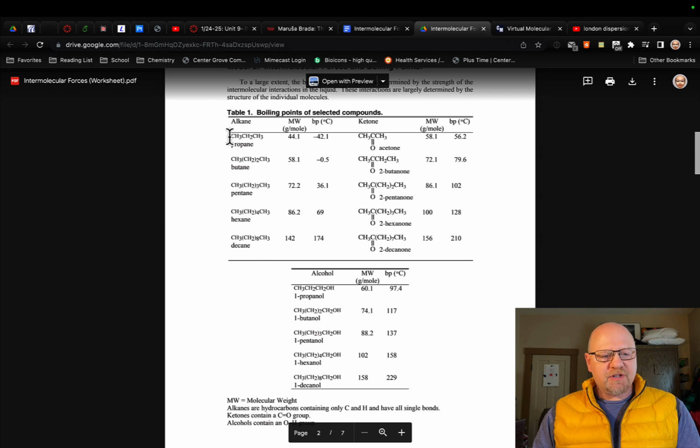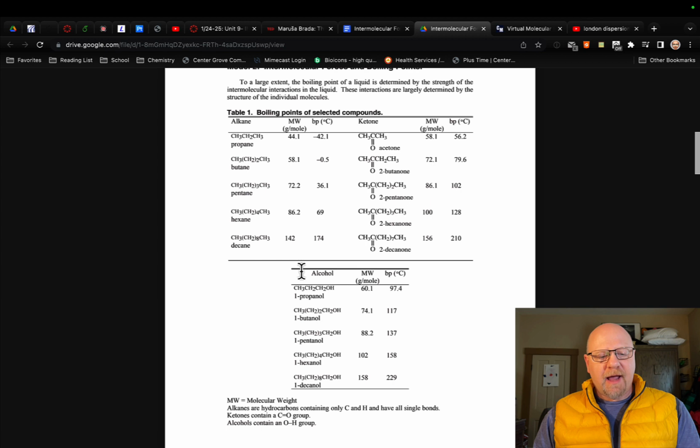Alkanes, which are compounds that only have carbons and hydrogens in them. Ketones, which are going to have carbons, hydrogens, and an oxygen, but the oxygen has a double bond to one of the carbon atoms. And then the third category is the alcohols, and that's going to have carbons and hydrogens and oxygen.